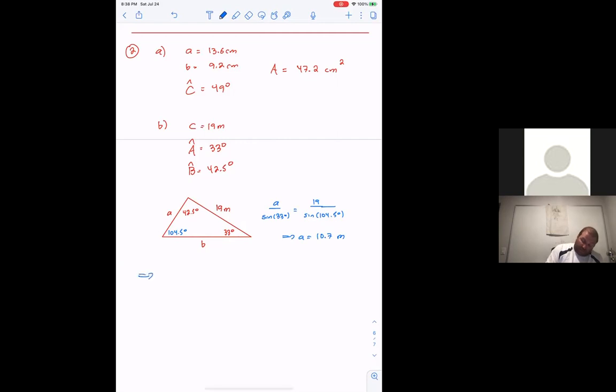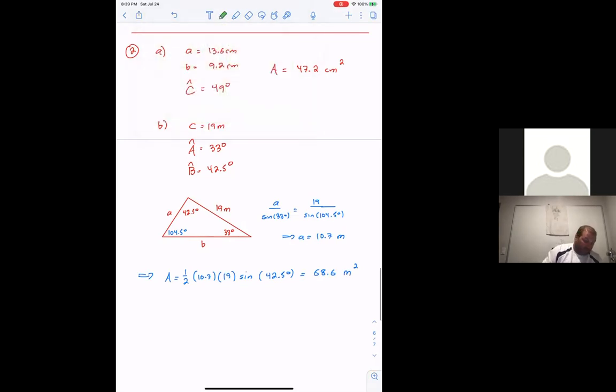And therefore, the area is 1/2 side-side sandwiched angle. So I'll use A, which is 10.7, I'll use C, which is 19, and then sine of the angle sandwiched in between them. So I already have the 10.68859876 in my calculator, times 19 times 0.5, or divided by 2, either way, anything works, times sine of 42.5 degrees. And that gives me an area to 3 sig figs of 68.6 square meters.